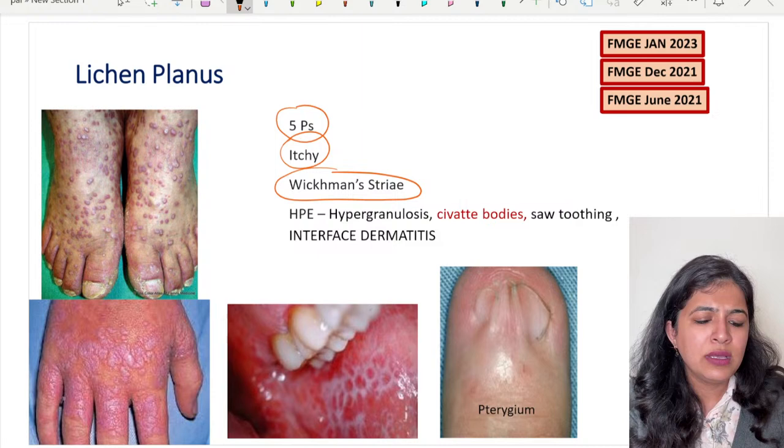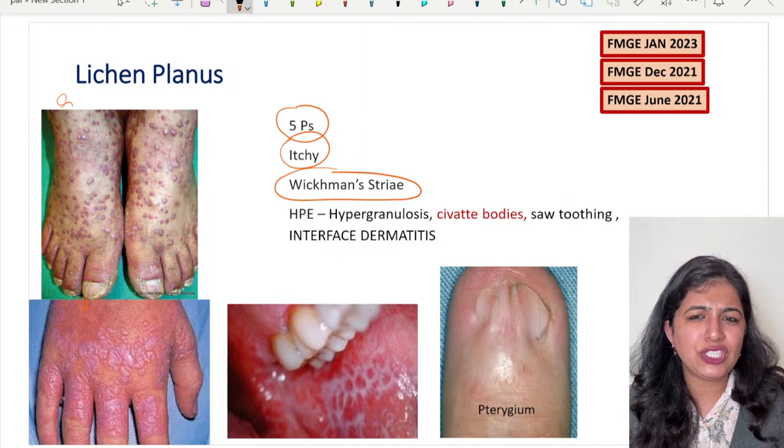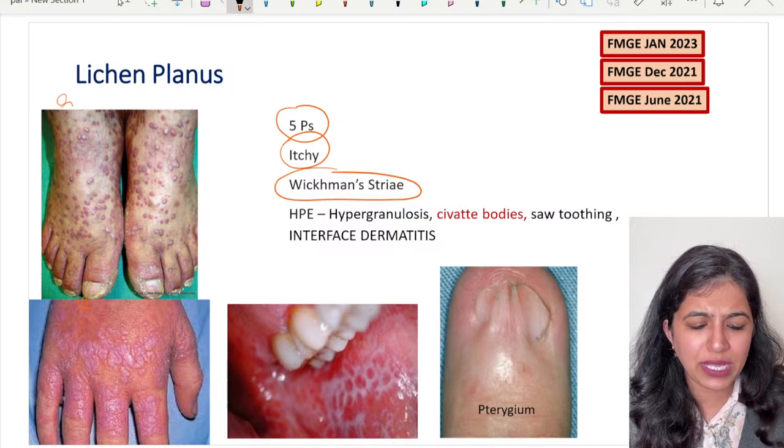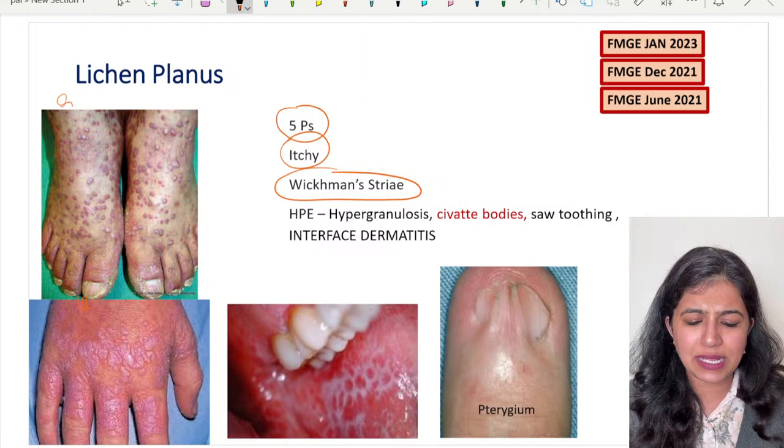Where do you get these purple itchy papules? Purple papules, only lichen planus. It can be nothing else. So if a question says the patient presents with itchy purple papules on the body, if there is an image of these itchy purple papules on the body, the answer is lichen planus.